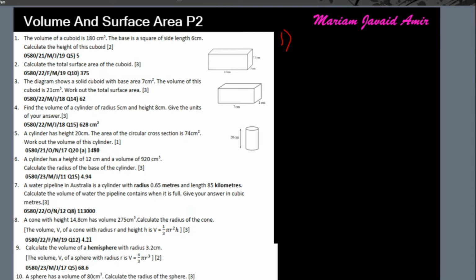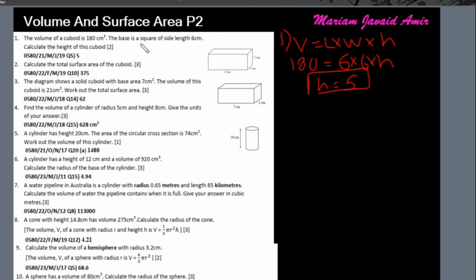So question number 1 is, the volume of a cuboid is 180 centimeter cube. The base is a square of length 6. Calculate the height of the cuboid. The formula for volume of a cuboid is length times width times height. So the volume is 180 and the base is a square with length 6, so length will be 6 and hence width will be 6 as well, and we have to find the height. So we'll enter 180 divided by 36 in our calculators and we'll get 5 centimeter as answer of question 1.